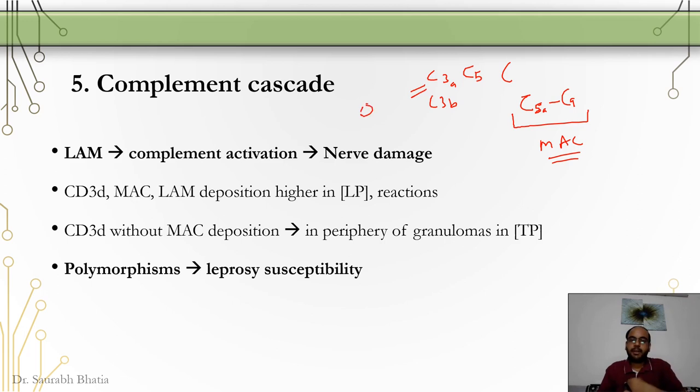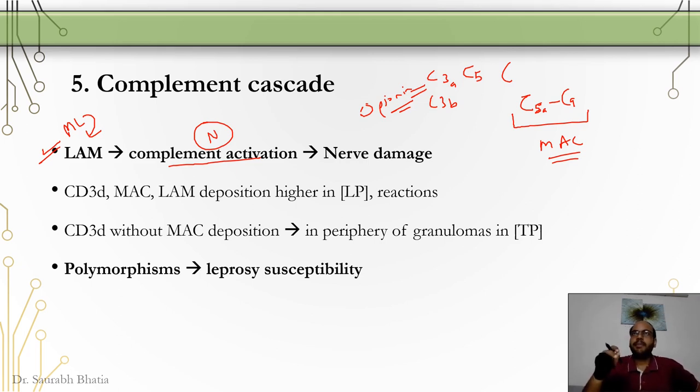C3, which is a part of opsonin. We have discussed this very briefly in part 1. The membrane attack complex will attach to the membrane of the cell which it wants to destroy, and it leads to destruction of that cell. Okay. So, under the presence of lipoarabinomannan, and this lipoarabinomannan is from M. leprae, it leads to complement activation.